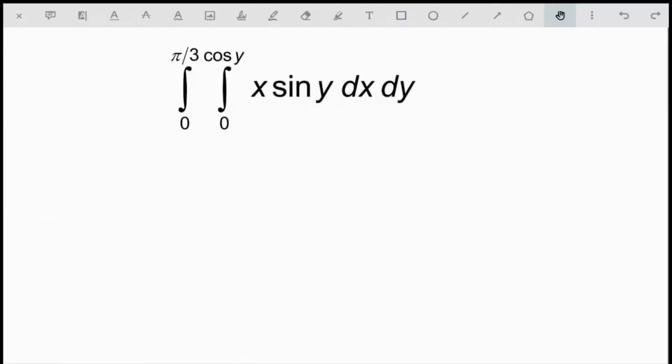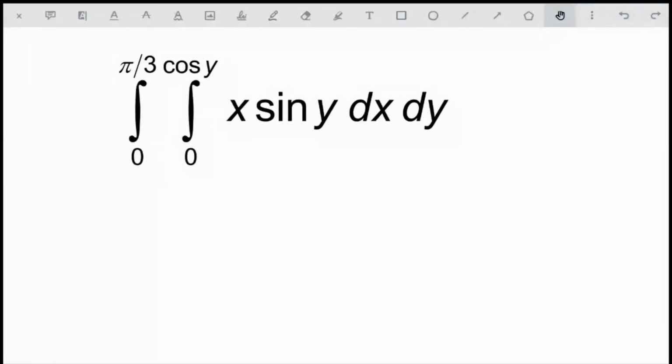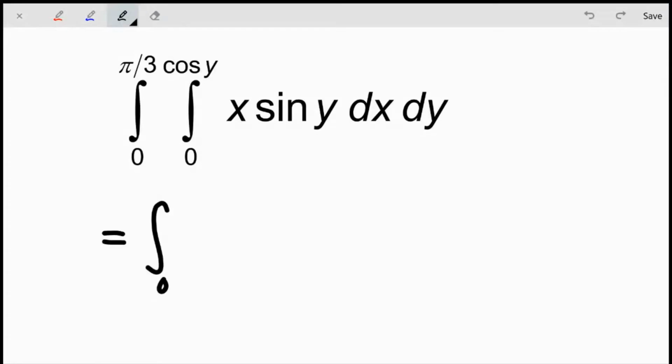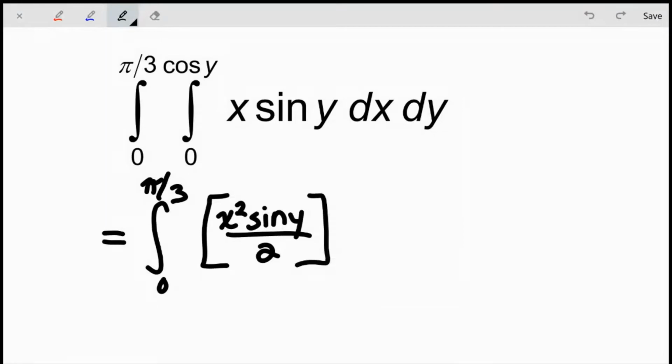Okay, here's another example, and we've got an integral that goes from 0 to pi over 3 and 0 to cosine y, and we've got x sine y dx dy. When you solve this one out, again, the same process here. We're integrating with respect to x first this time. So I'm still going to have an integral going from 0 to pi over 3 of the result of whatever we get here. The antiderivative of x sine y will be x squared sine y over 2. And that's going to be integrated from x equals 0 to cosine y.